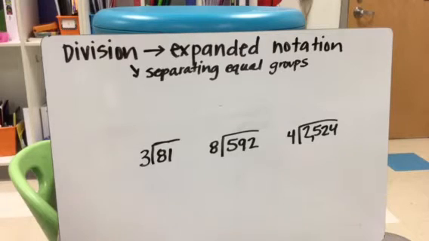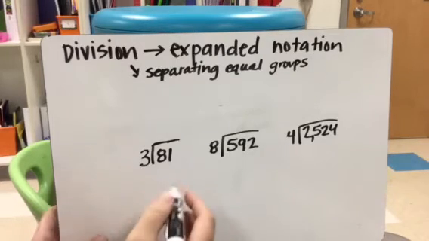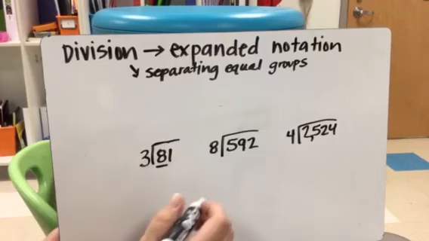So for this first one, let's just say that there's 81 pop cubes and 3 students want to share them so that they can all build something and they have enough cubes. So there's 81. Instead of saying, okay, 1 for you, 1 for you, 1 for you, they can say, well, let's see if we can all take 10 first. So we're going to look at our tens place, and we have 8 tens.